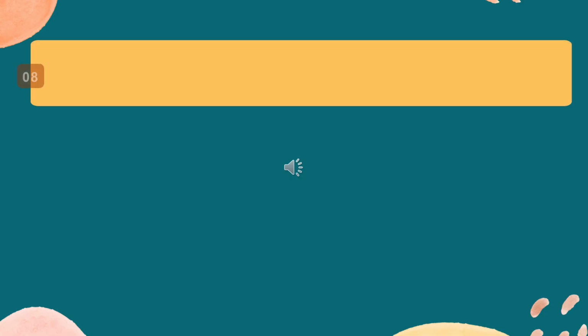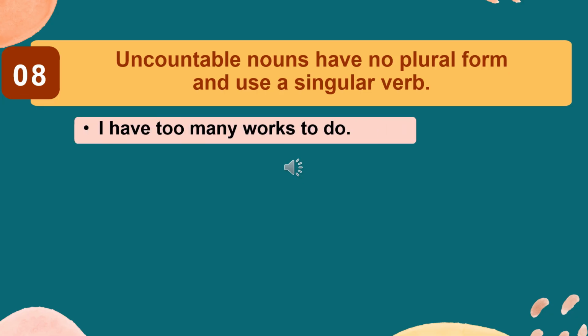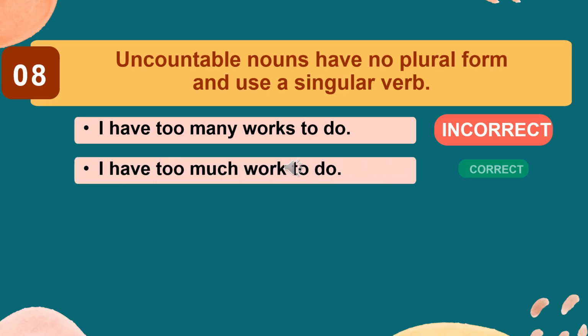Rule 8, uncountable nouns. Uncountable nouns have no plural form and always use a singular verb. They cannot be counted individually and are often concepts, substances, or masses. Let's look at the examples. Example 1, work. Incorrect, I have too many works to do. Correct, I have too much work to do.